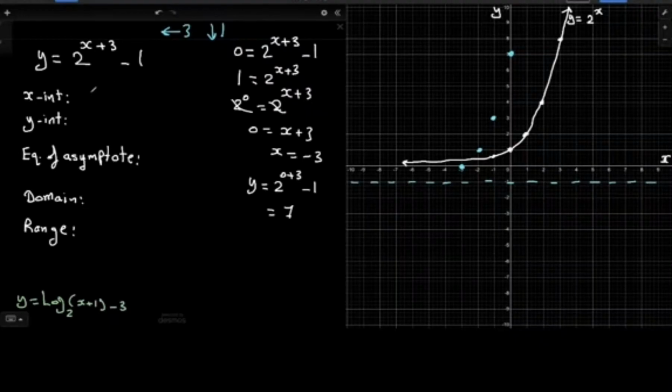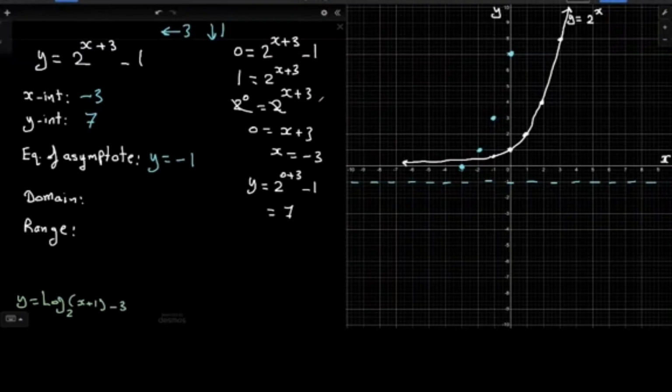So now we know our x-intercept is -3. Y-intercept is at 7. And the equation of the asymptote. Now, the asymptote is this dotted line right here. And this dotted line is y equals -1, because y here is always -1. The x changes, but y is always -1.